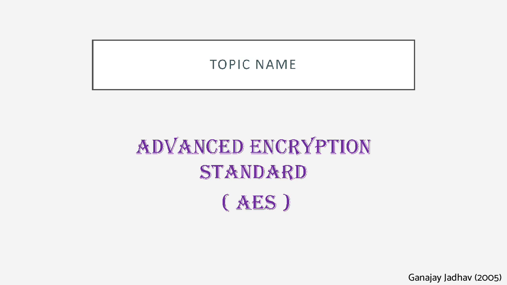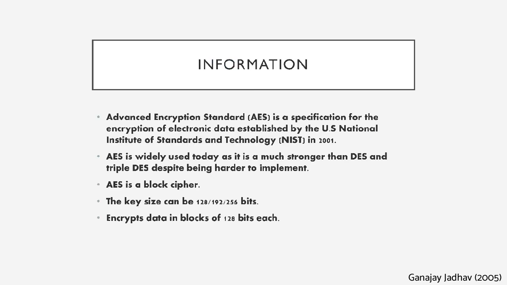Our topic is Advanced Encryption Standard. AES is a specification for the encryption of electronic data established by the US National Institute of Standards and Technology. AES is widely used today as it is much stronger than DES. Triple DES is less preferred because it is harder to implement. That's why AES is used nowadays.